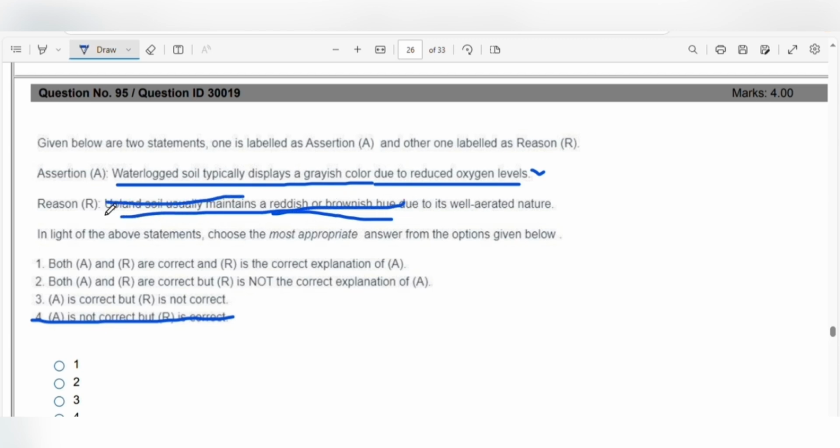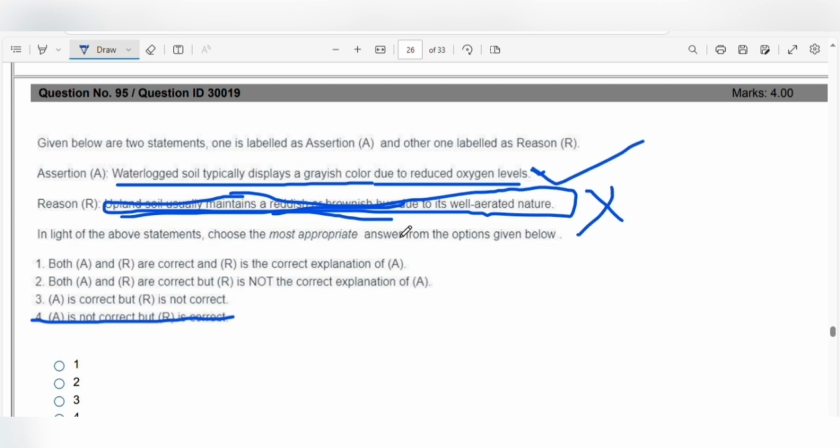But overall, this statement is wrong, because upland soils can maintain a whitish hue, an ash-like hue, different kinds of color depending on the parent material and the pedogenic process that is active over the parent materials for making that soil. So statement 2 is going to be wrong, whereas statement 1 is correct. So the correct answer will be option 3. A is correct, and R, the statement as a whole, is not correct.